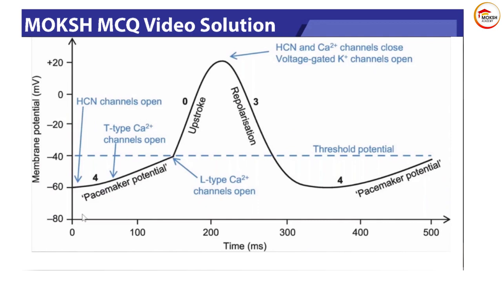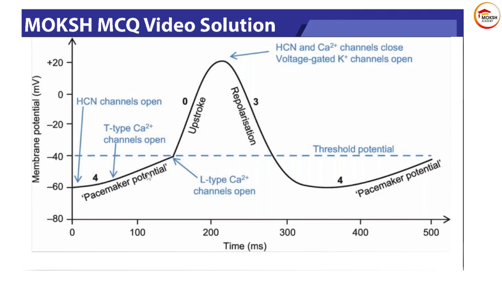What was the first channel to activate? The first channel that activates is always HCN, then the T-type calcium channel. You don't need to remember that, just remember HCN. Whenever there is an upstroke here, the upstroke is done by calcium, not sodium. In the SA node action potential, the upstroke is by calcium.